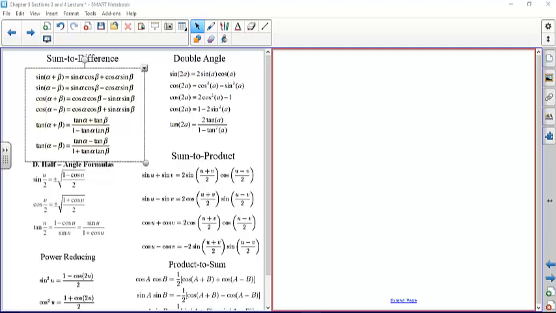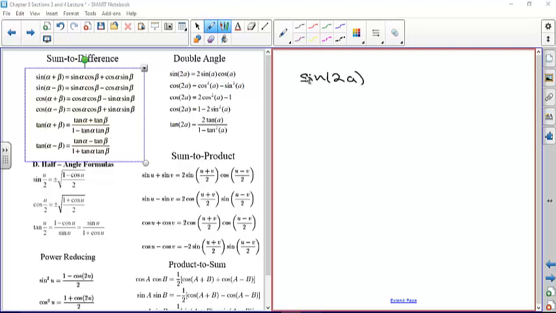Okay, so we've talked about the sum and difference formulas, and I made the comment that all the other formulas can result from them. So I thought we might just try that, and then we'll do some examples of using the other formulas. That's section five: the double angle, the half angle, the sum to product, the power reducing, etc. So let's just take, for example, this one.